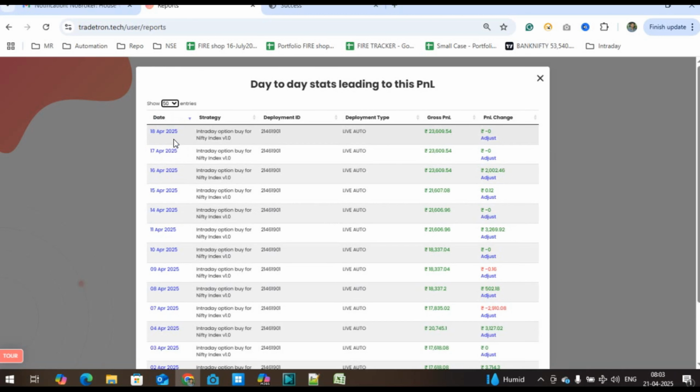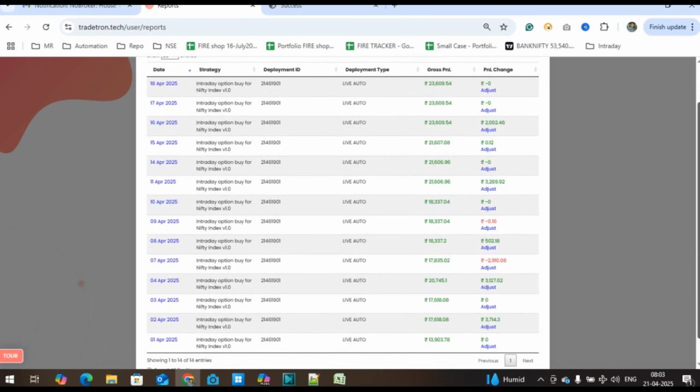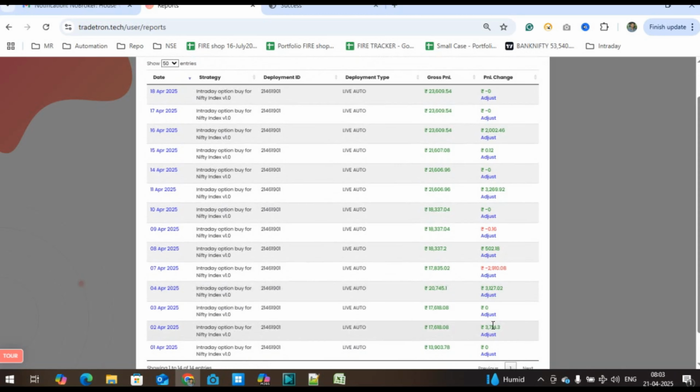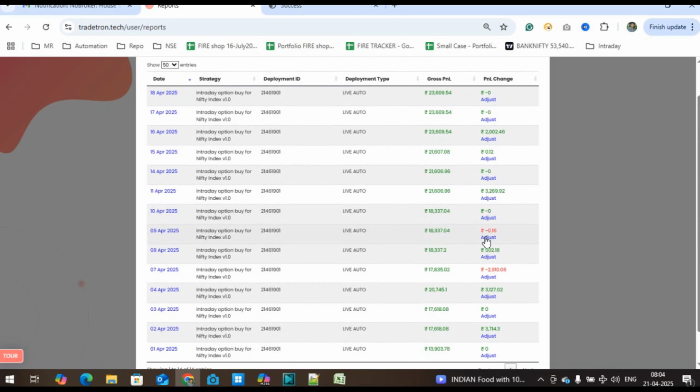in this overall month, I think I can show how many days we are in profit and loss. So we are 1, 2, 3, 4, 5. So we are 5 days, I think. Yes, 5 days we are in green and one day we are in red. So still the winning ratio is pretty good.